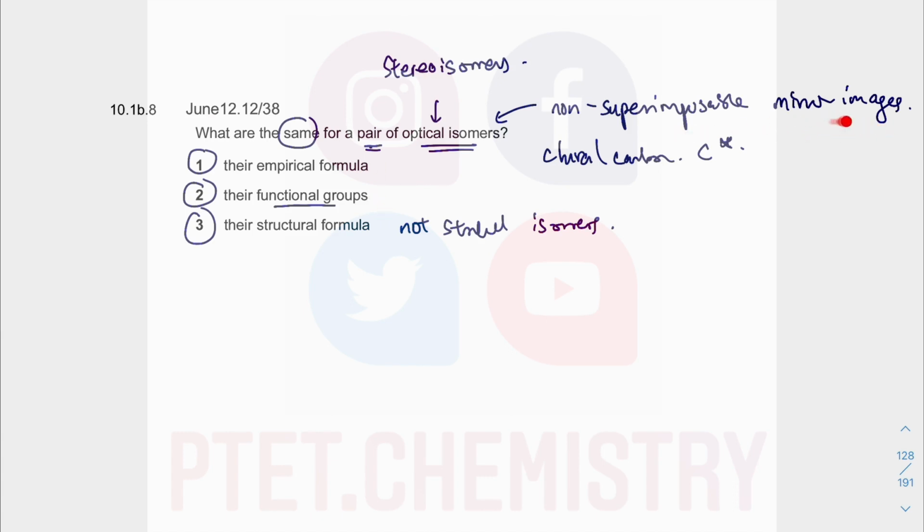Okay, the empirical formula and the functional group are exactly the same because they are exactly the same molecule. It's just that they are mirror images of each other. Okay, so their molecular formula, their empirical formula is the same. Their structural formula is the same as well. It's their arrangement in space that is different. Okay, so all 3 are correct.